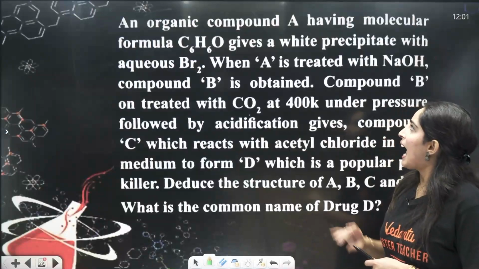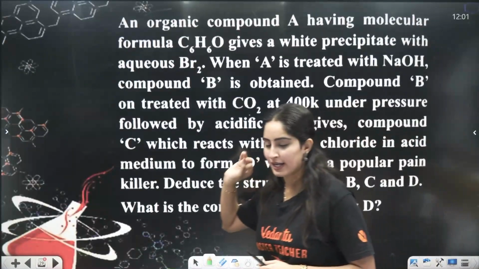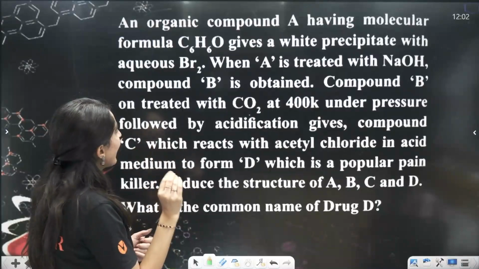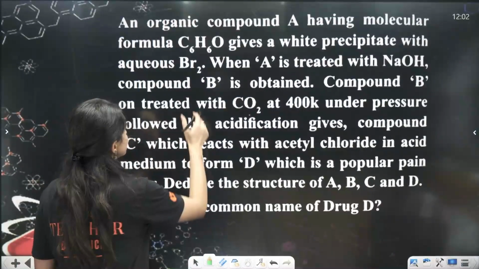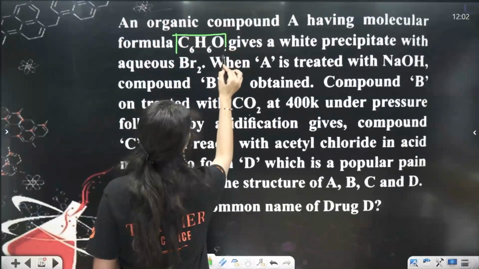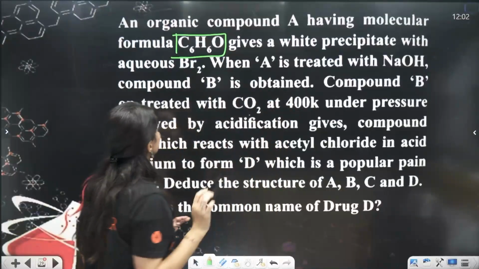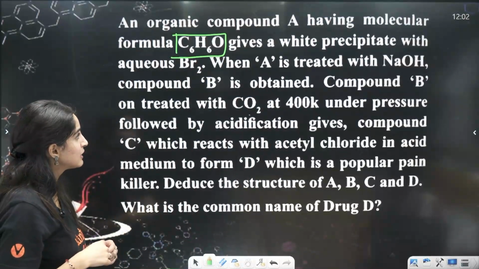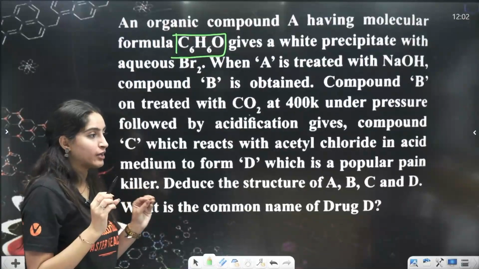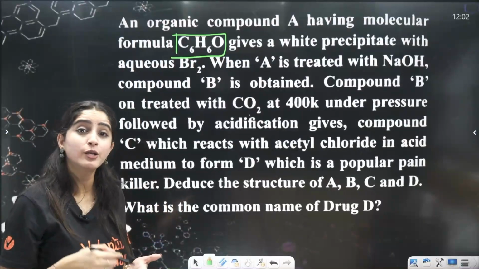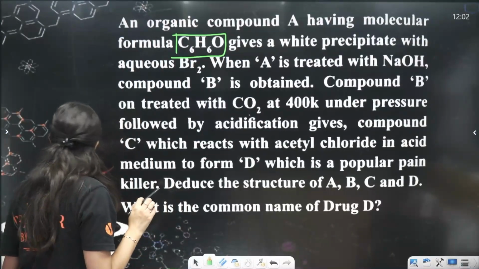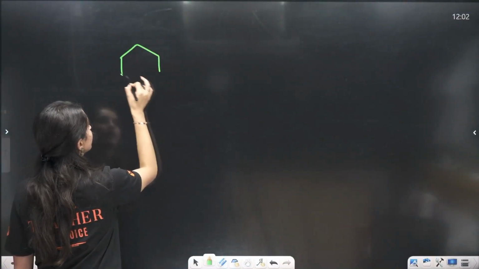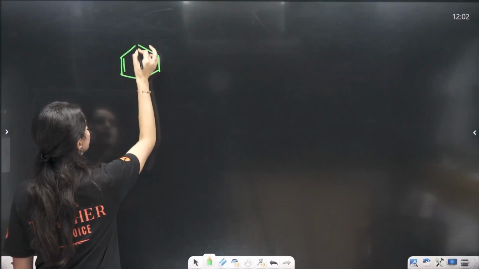Let us see that. An organic compound. This is a very interesting question, right? Okay. So, an organic compound A having a molecular formula. Let us see, it has some molecular formula, right? It gives a white precipitate with aqueous Br2, right? So from here I can get that whenever there is a white precipitate with Br2, the hint is that there must be phenol, right? They have given you the hint in the first question itself, right?